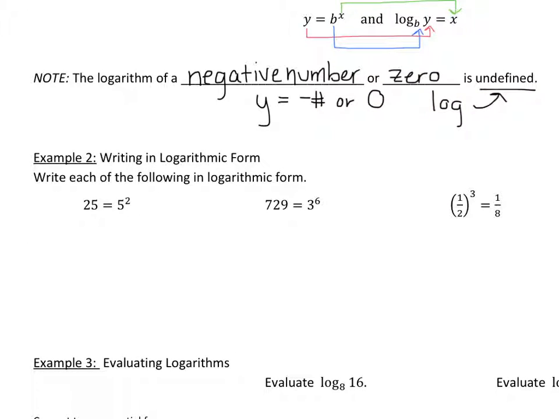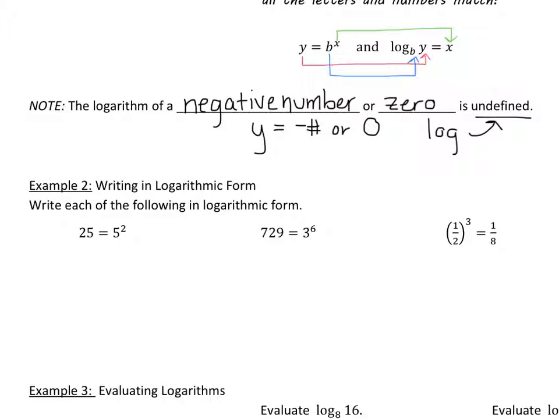We're going to start by just writing things in logarithmic form. So we're starting in exponential form like this, and we're going to write it as log form like this. So this is our y, this is our b, and this is our x. So we'll write log base b, so that's 5, of y, so that's 25, equals x, which is 2. So we went here, here, and here.